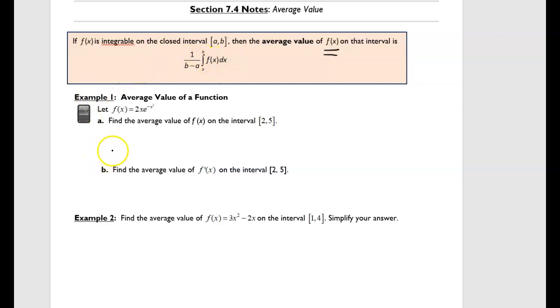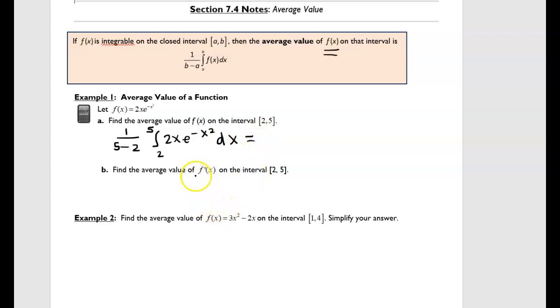Let's take a look at example number 1. Notice this calculator symbol here. It means we are going to use a calculator on this problem. We have f of x equals 2x e to the negative x squared. We want to find the average value of f on the interval 2 to 5. So we're going to use this same formula, 1 over 5 minus 2. I'm using these as my a and my b, times the integral from 2 to 5 of f of x, which is 2x e to the negative x squared. You could also just write f of x. And then I'm going to calculate that.